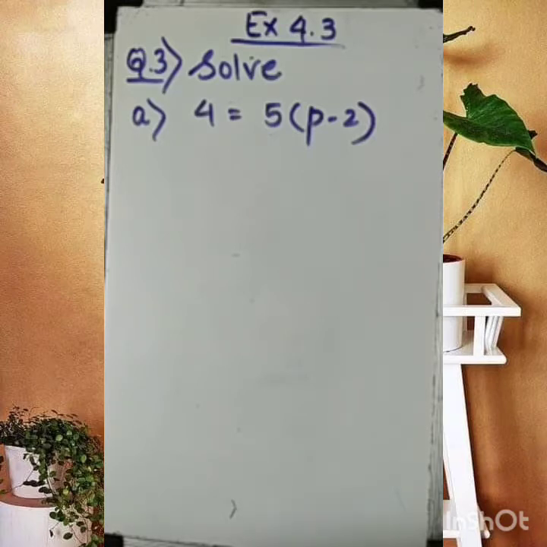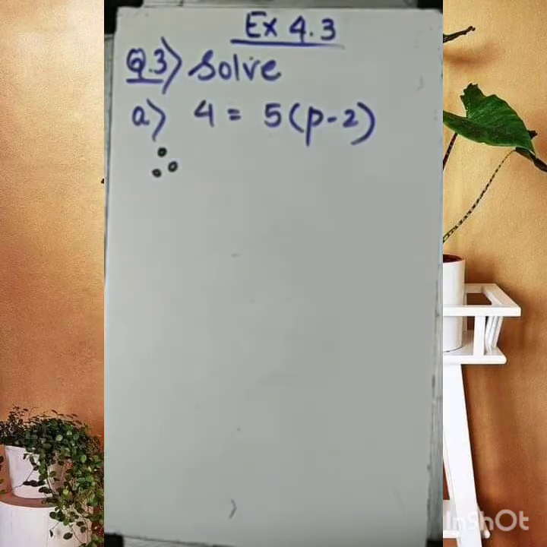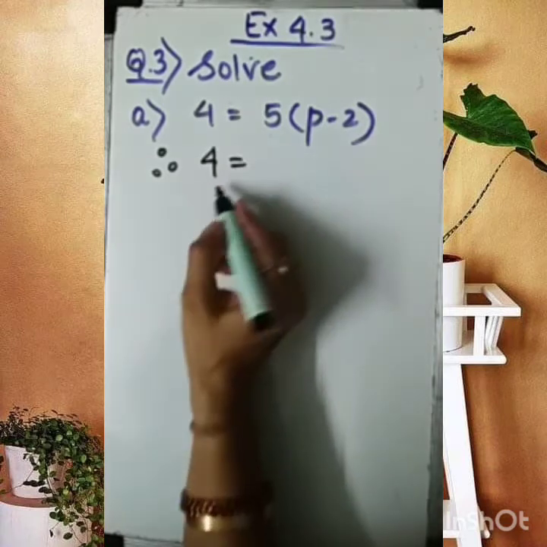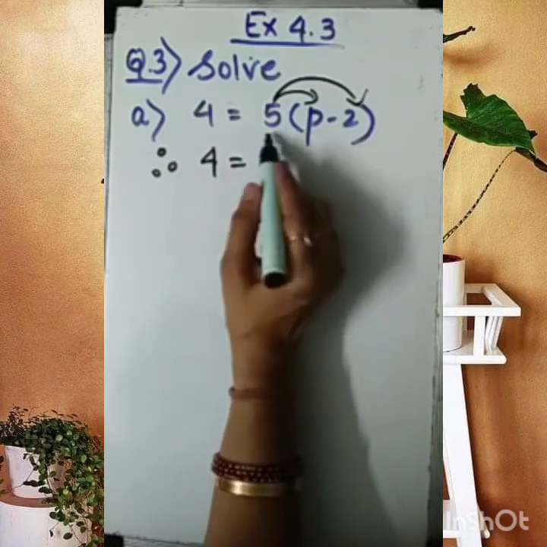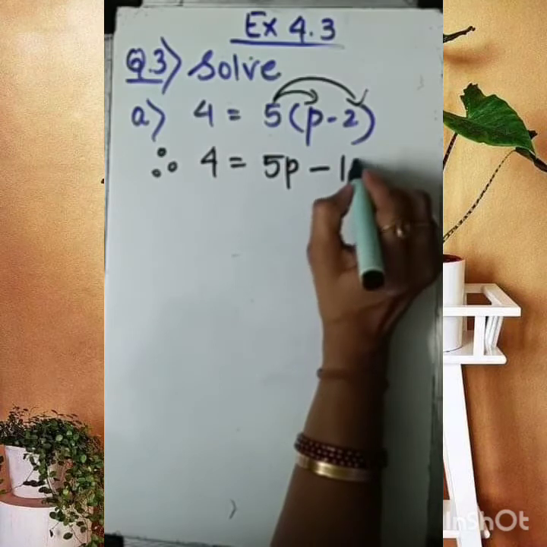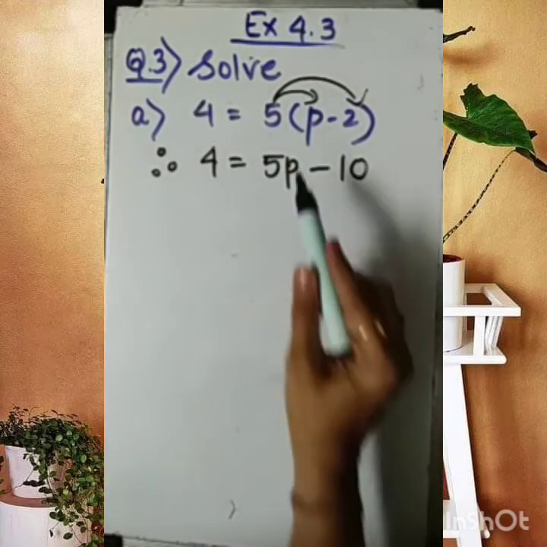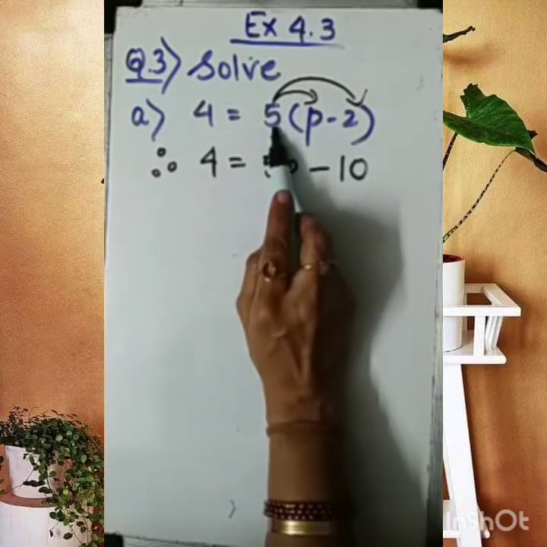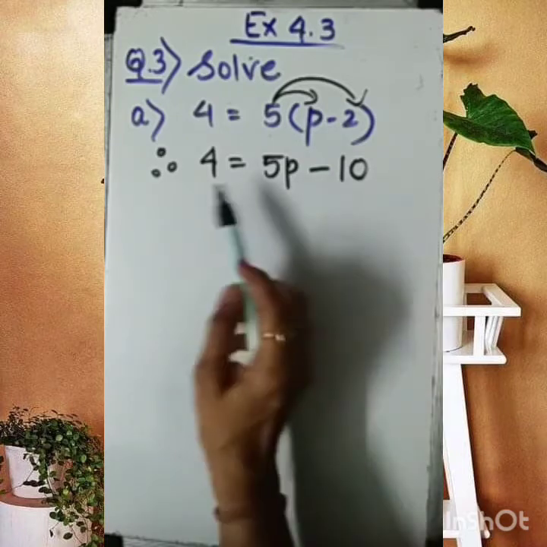Now I'm going to teach you how to simplify. In such an equation, there are 2-3 techniques. Whichever you feel comfortable with, you can do, but the application should be correct. So let me make your work easy. 4 is as it is. I'm shifting this to the other side, meaning multiplying this 5 into p, and 5 into -2 is -10. I have done nothing: I multiplied this number with each term inside the bracket individually. So I got this equation.